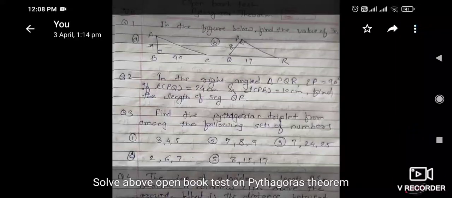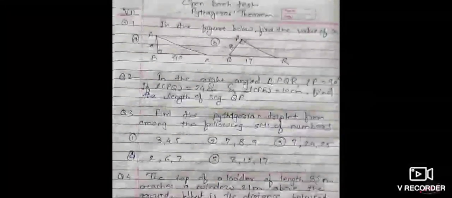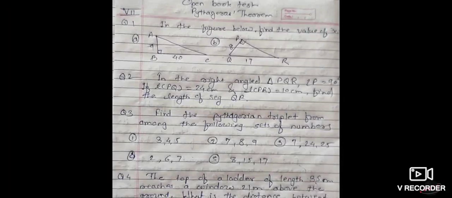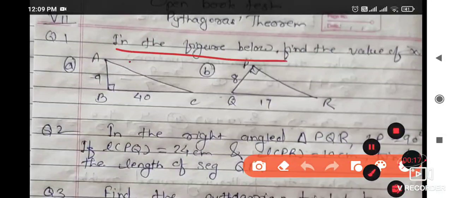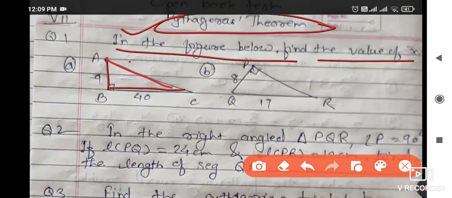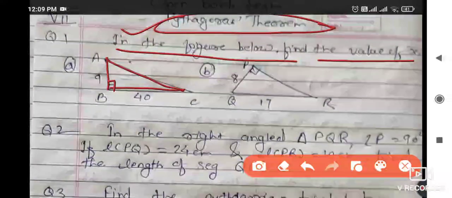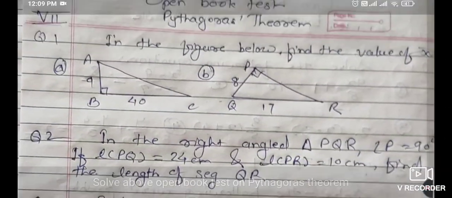Hello students, today we will discuss the open book test on the lesson Pythagoras theorem. In the figure given below, the first question is to find the value of x. Generally, we use the Pythagoras theorem always when there is a right angle triangle. If one of its angles is 90 degrees, then we can use the Pythagoras theorem to find the measure of one side of a triangle when its other two sides are given.